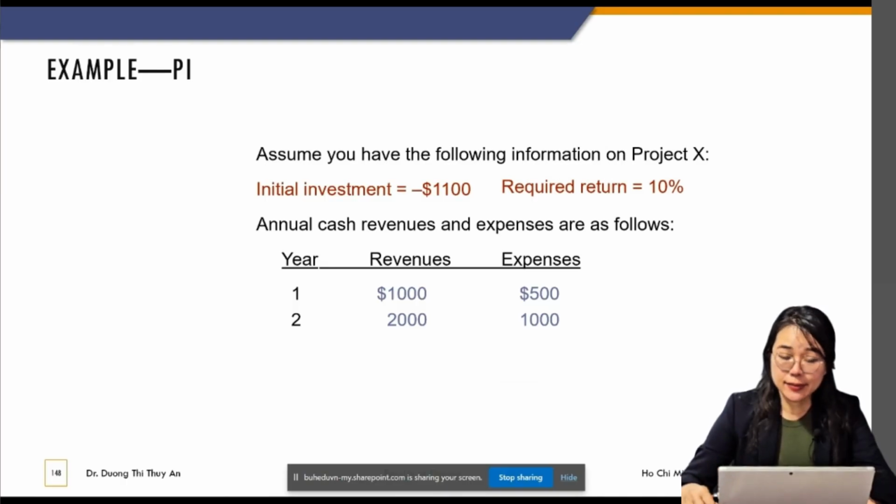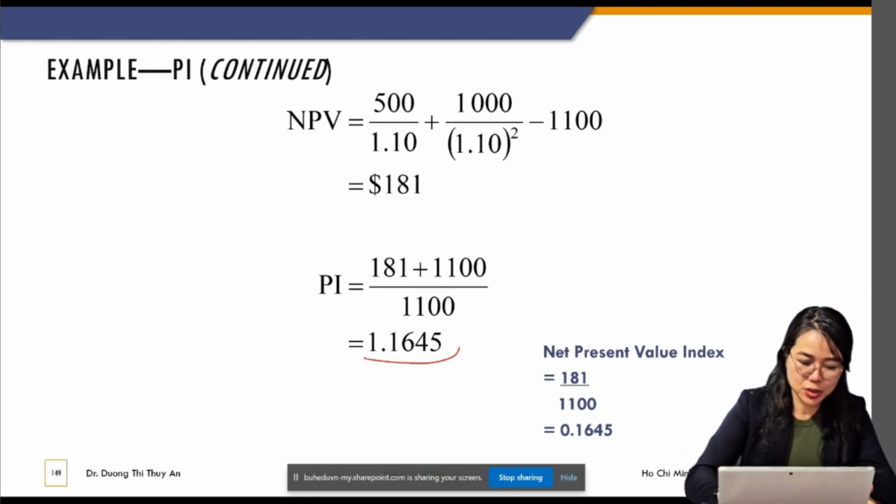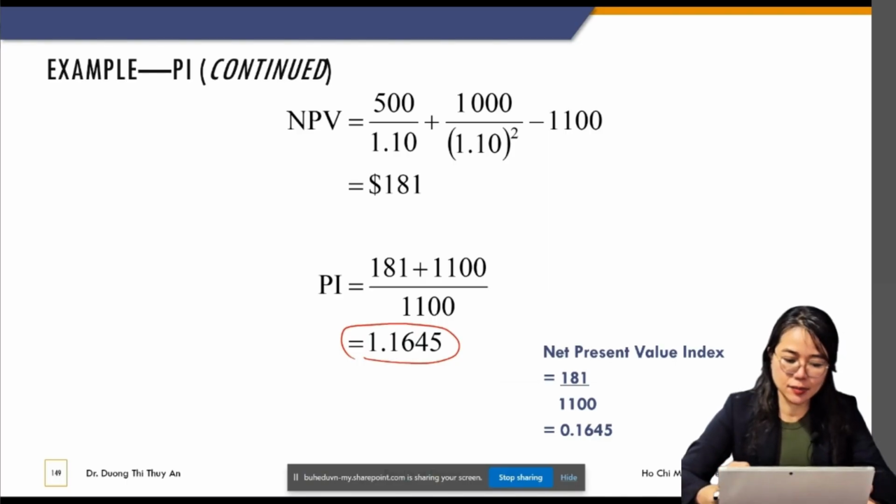Okay, take a look at the example. Quite easy, yeah? Please take a look. And you find the PI of the project is 1.1645, which is greater than 1.